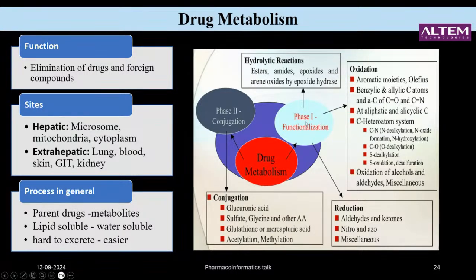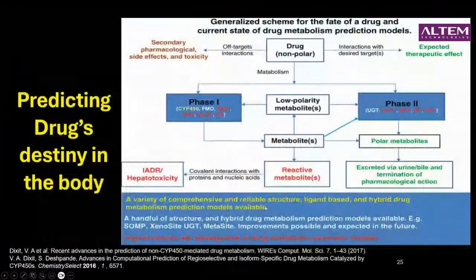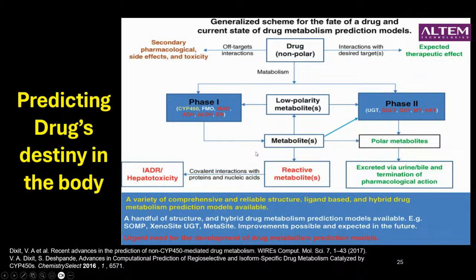There are two types of drug metabolism processes classified into phase 1 and phase 2. Phase 1 mostly involves oxidation, phase 2 involves conjugation. These are well-known facts that we study somewhere in the third year of B.Pharm or similar. But here is the overall fate that we recently summarized in one of our review articles. Drugs usually end up being non-polar, and they usually interact with their targets. They give the expected therapeutic benefit. But whenever they interact with non-desired targets, known as off-targets, they give secondary pharmacology and side effects. Drugs also undergo metabolism simultaneously.